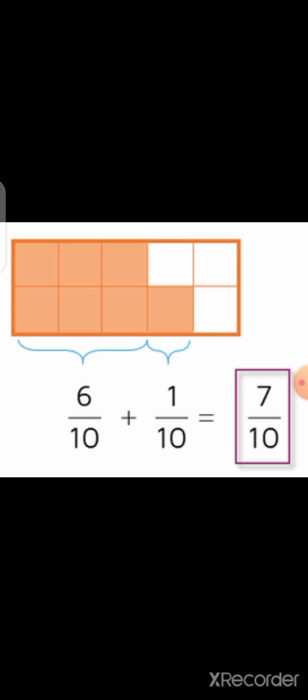In this figure you can see 6/10, total number of parts are 10. It means denominator is 10. 6/10 parts are shaded plus 1/10 part is also shaded and total number of shaded parts are, if you will count 1, 2, 3, 4, 5, 6, 7/10. 10 is not going to change. Denominator remains same.